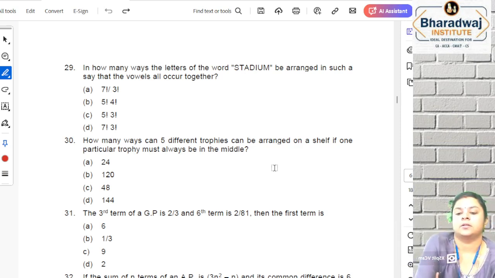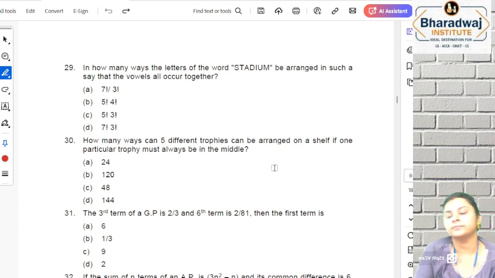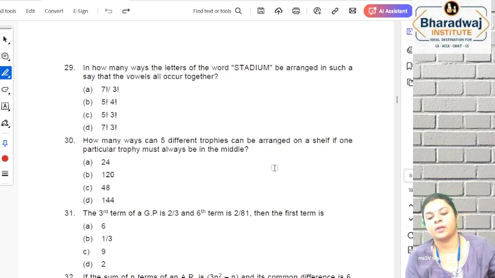Next. 30th. How many ways can 5 different trophies be arranged on a shelf if one trophy must always be in the middle? One must always come in between. So one position is fixed. Balance how many places we have? 4. 4 trophies can arrange themselves in 4 factorial ways, which is 24. Done?